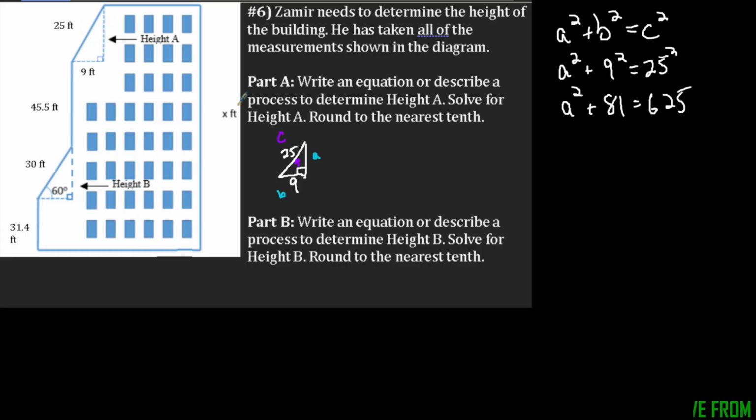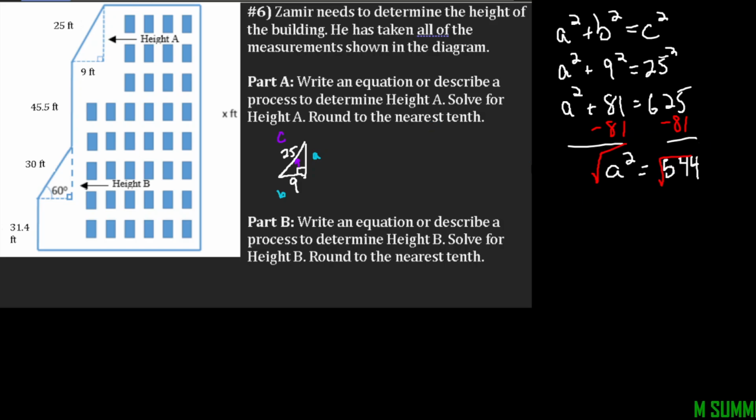Okay. So now, inverse operation, since I'm solving for a leg, I have to subtract both sides. I'm going to subtract 81 from both sides. So a squared equals 625 minus 81, which is 544. That makes sense too, because I need to take it one more step. My answer is not less than 25 because we're solving for a leg. So I need to take a square root. I'm going to take the square root of both sides.